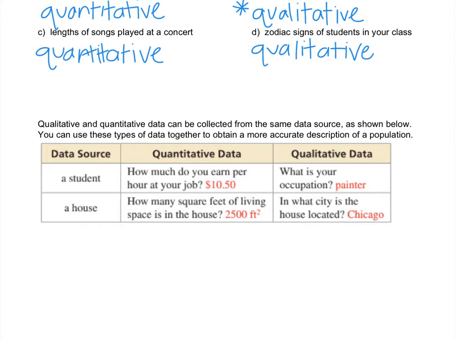So an example of that would be how much do you earn per hour at your job? That's specifically quantitative that you could ask a student. Or you could say, what is your occupation? And so that would be qualitative. For a house, you could say how many square feet of living space is in the house. That's a numerical piece of information. Or you could say, what city is your house in? And that's qualitative. That's categorical.